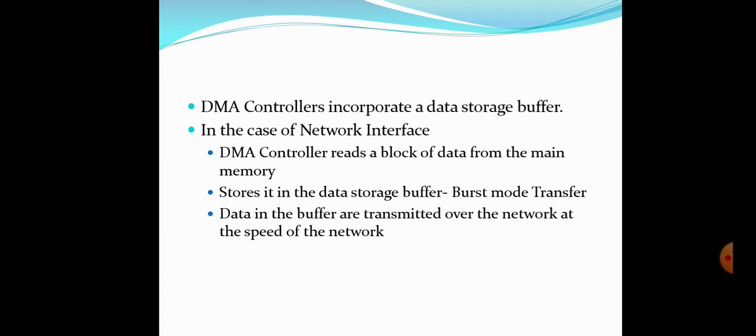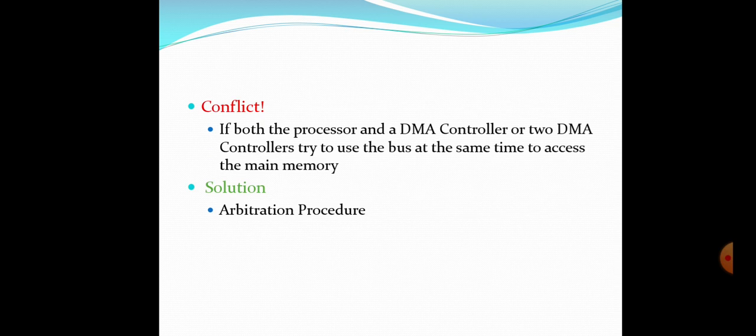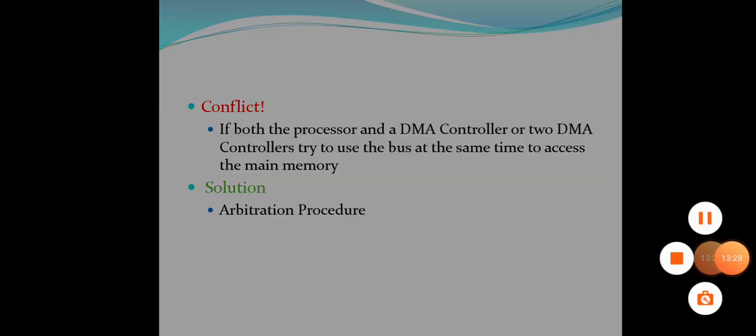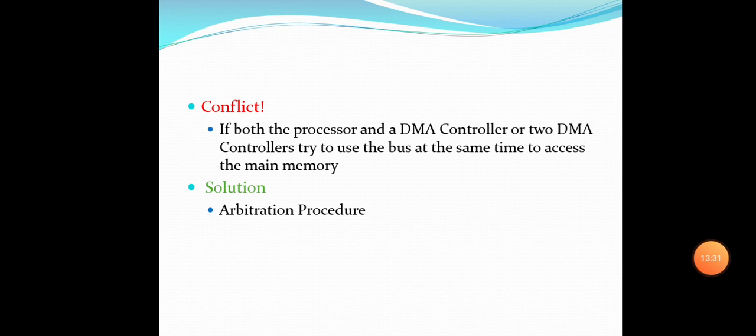This is the application of this data storage buffer. Now, there is a chance for a conflict if both the processor and a DMA controller, or two DMA controllers, try to use the bus at the same time to access the main memory. In that case, a solution to this problem is the arbitration procedure.